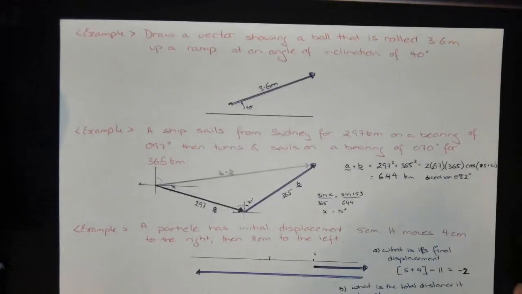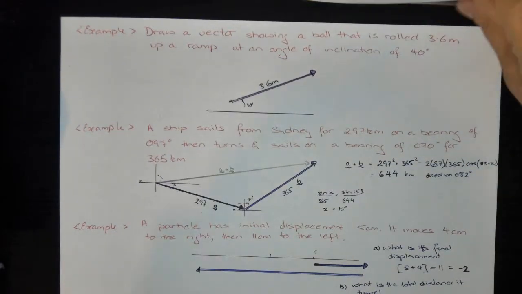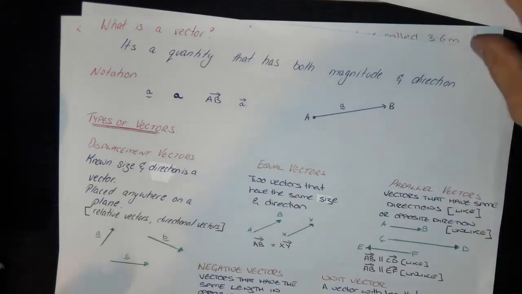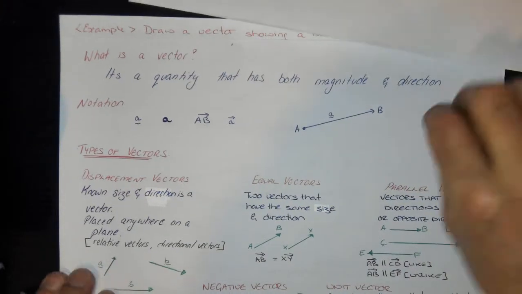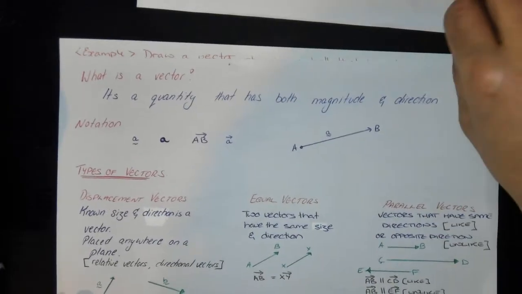Okay, so a vector is something that has both magnitude and direction. If it only has one, it is not a vector. Okay, thank you.